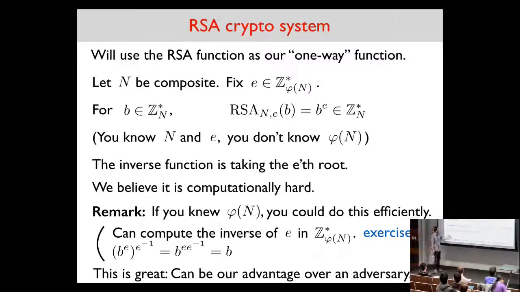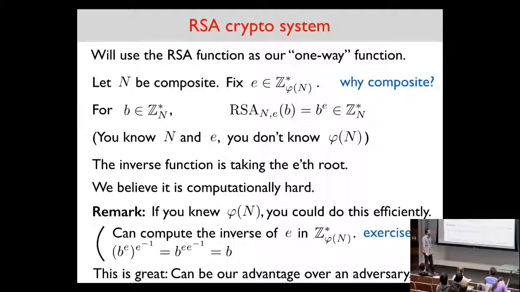I take b to the e. How do I invert it? I raise it to the power of this inverse. b to the e, to the e inverse, equals b, inverted. So this is exactly what Marjorie is going to do on the other side to decrypt.